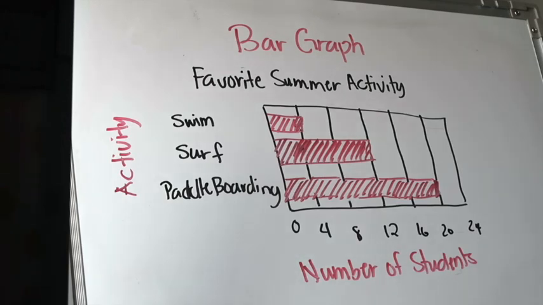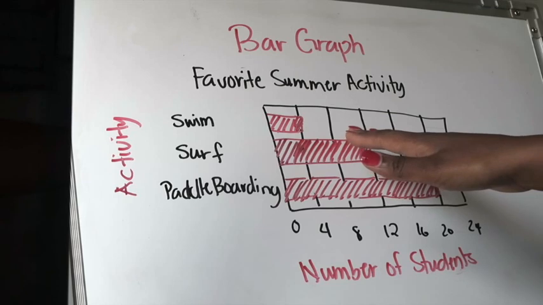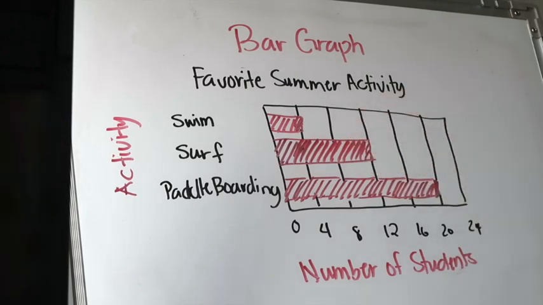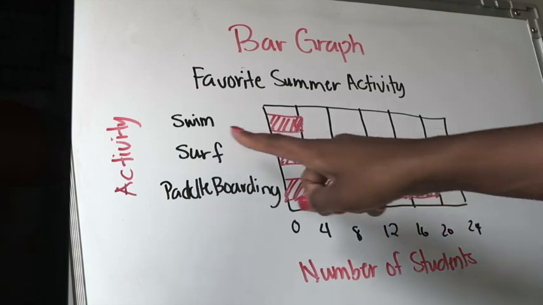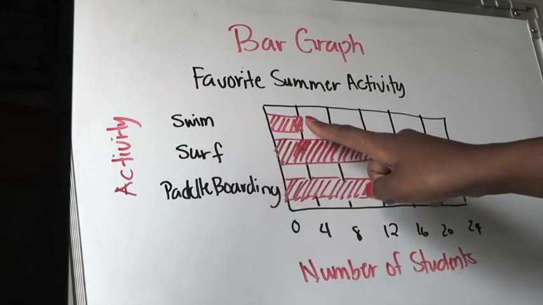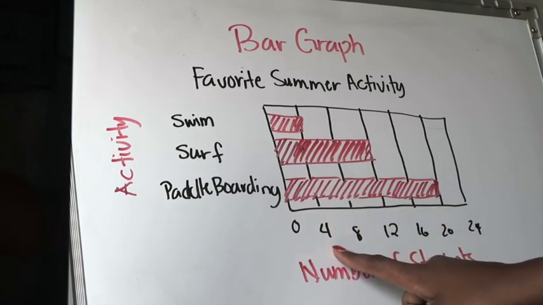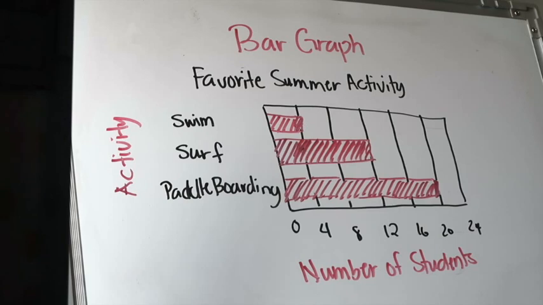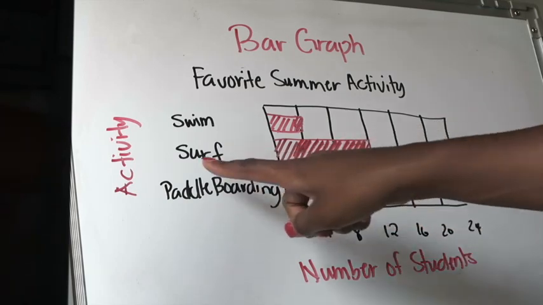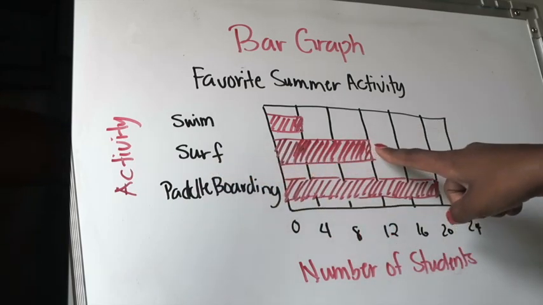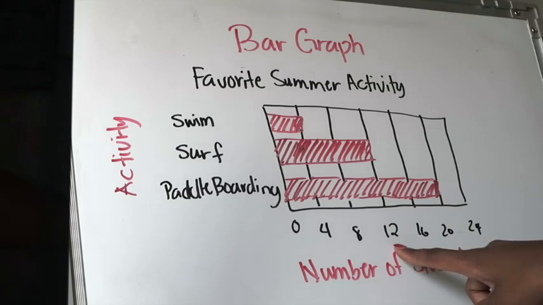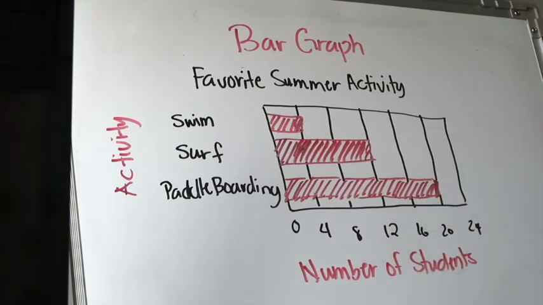But when you're looking at a horizontal bar graph, the length of the bar tells you the value of the bar. So if I wanted to know how many students said swimming was their favorite activity, I would look at swimming, go across, see that that ends at 4. And that tells me 4 students like swimming. If I wanted to know how many students like surfing, I would go to surfing, look at the bar, it stops at 12. So that tells me 12 students chose surfing as their favorite summer activity.